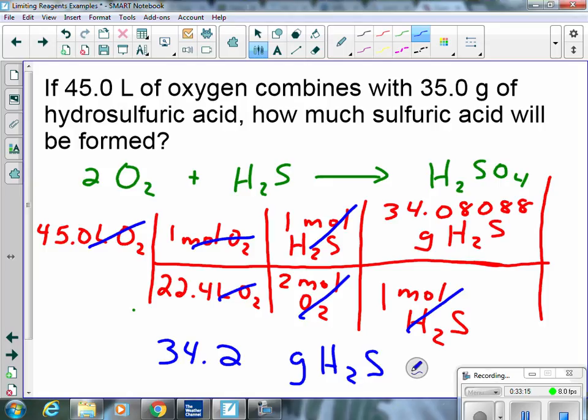So, let's look at it. If I have 45 liters of oxygen, how much hydrosulfuric acid do I need? 34.2 grams. Do I have 34.2 grams? Yeah, I've got 35 grams, right? So you can even tell me how much hydrosulfuric acid is left over, can't you? How much is left over? 0.8 grams, right? So what's my limiting reagent?